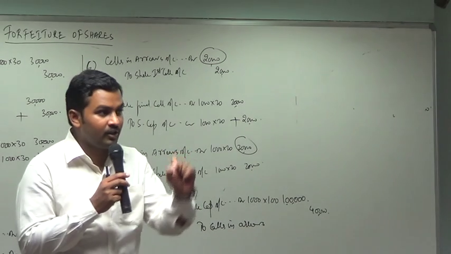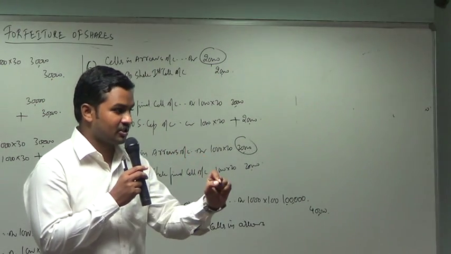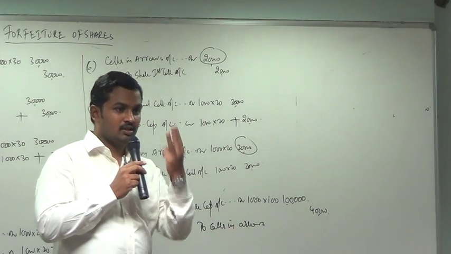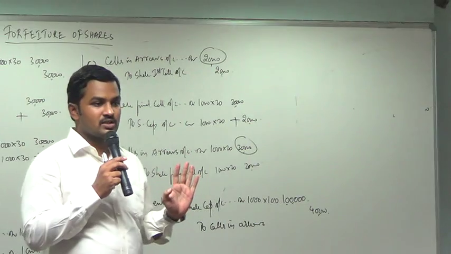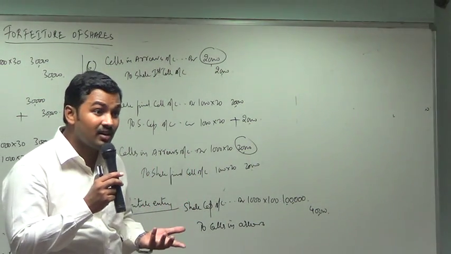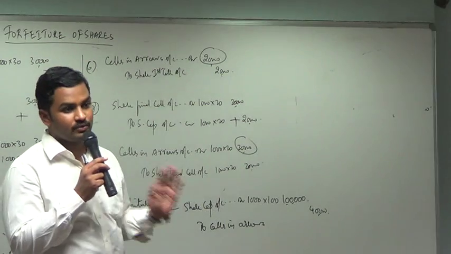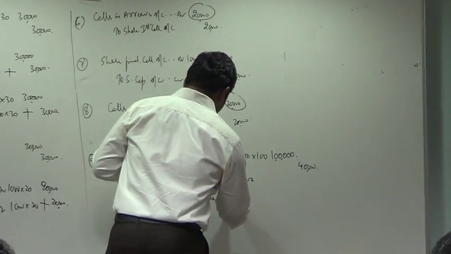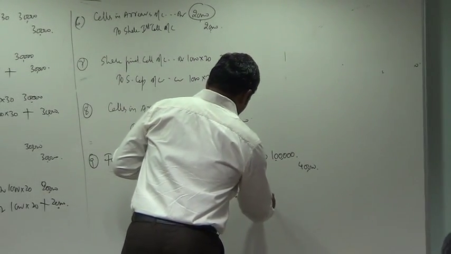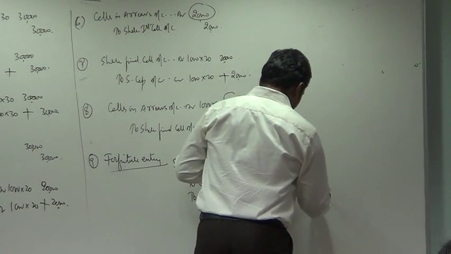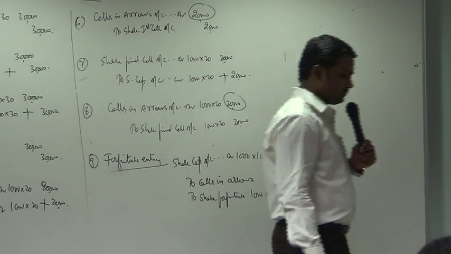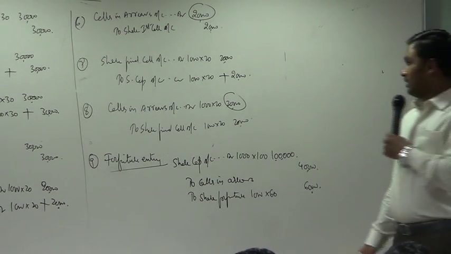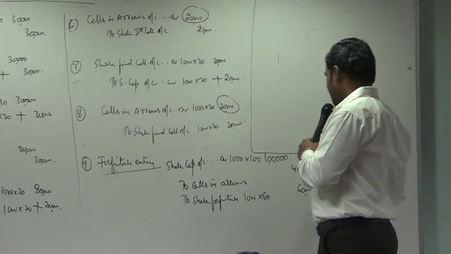Meaning of forfeiture profit, I told you. What is it? Face value of the share collected in cash. Please tell me, how much was collected from the shareholder? 30 and 30. 60 rupees was collected. 60 collected for what? Face value. So 60 rupees is our forfeiture profit. To share forfeiture account, 1000 into 60, 60,000. Entry tallies? Yes. Now comes the challenge.